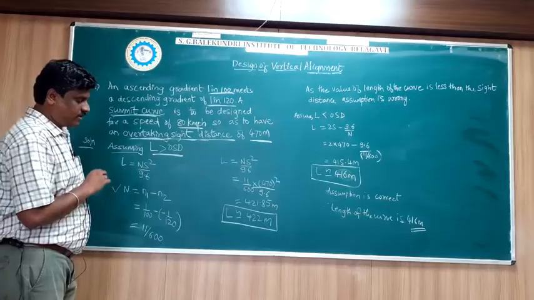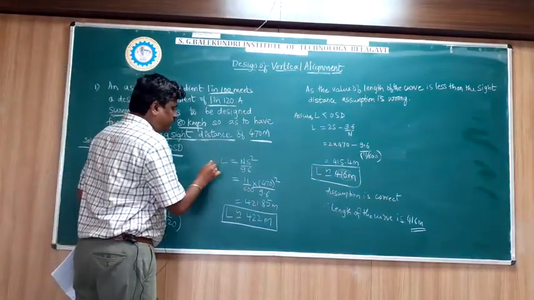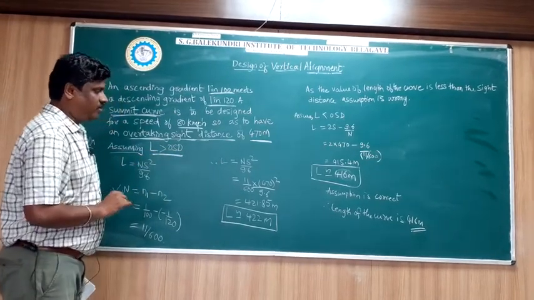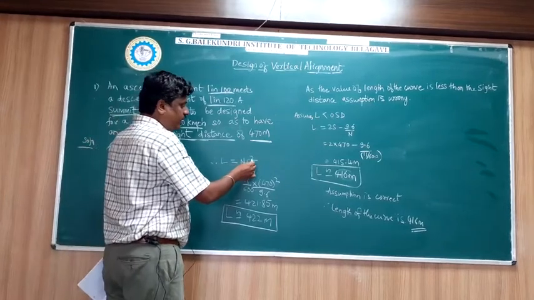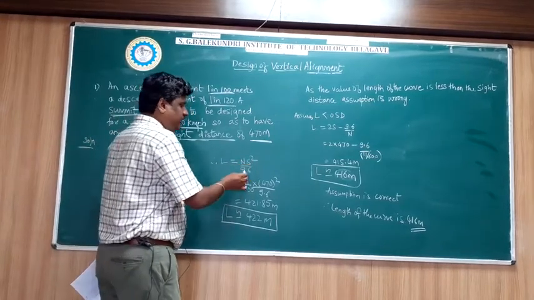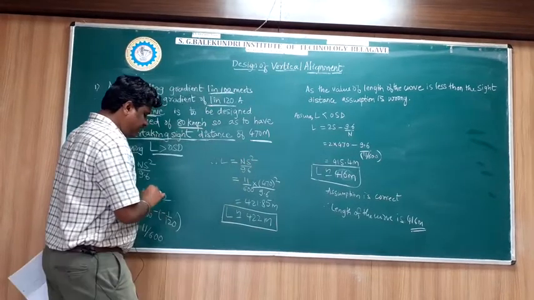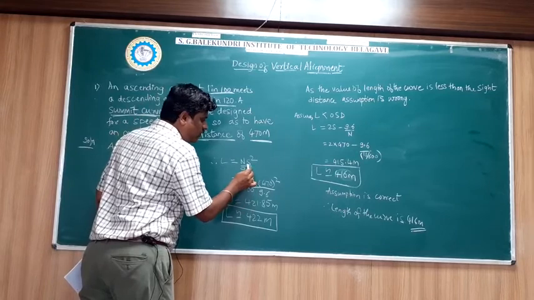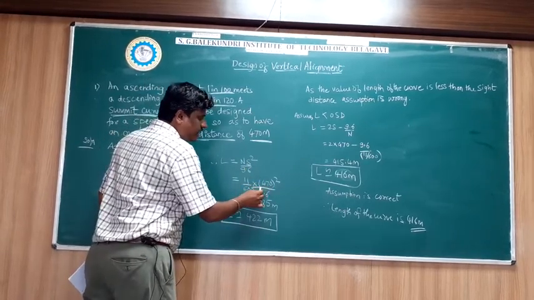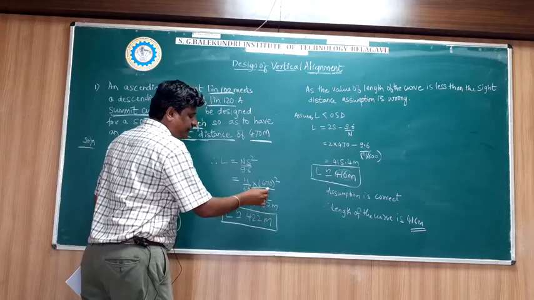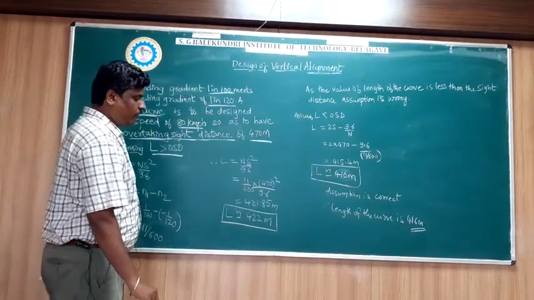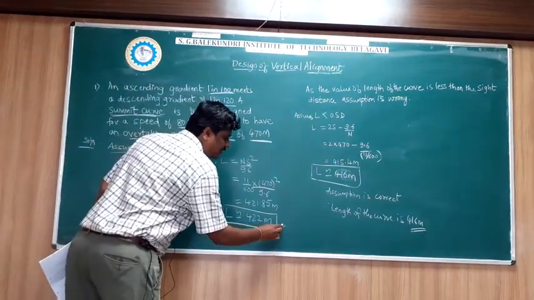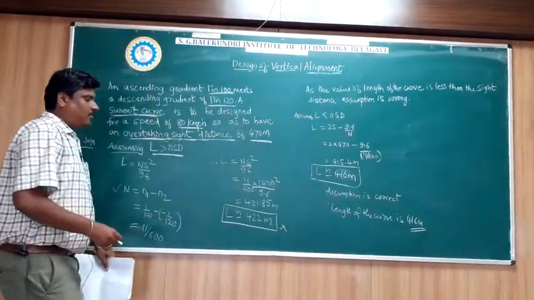Then according to the assumption, that is length of the curve is greater than the OSD, I know the formula n square divided by 9.6. I will just substitute the values. What is the n? Deviation angle, that is 11 divided by 600. S here is the overtaking sight distance, that is 470 divided by 9.6. If you simplify, you will get 421.85 meters.